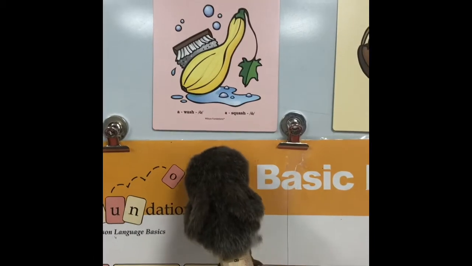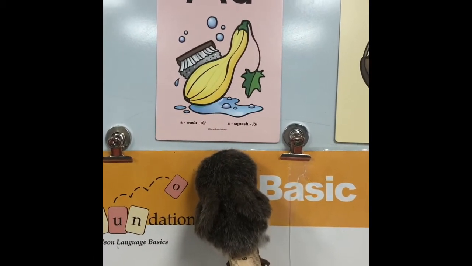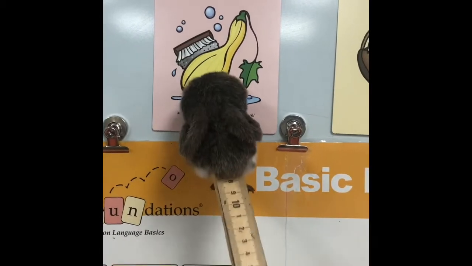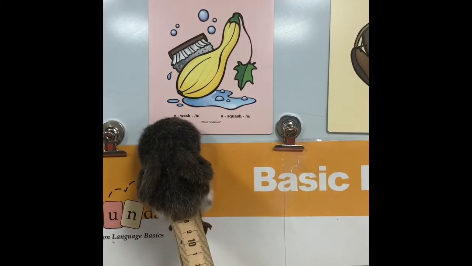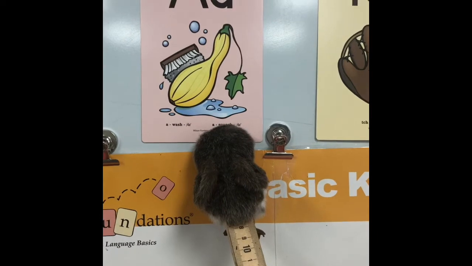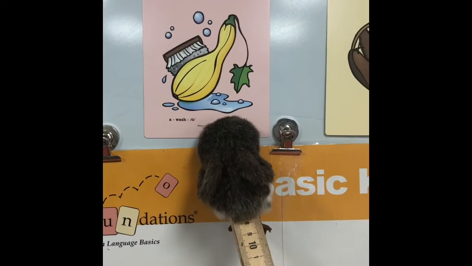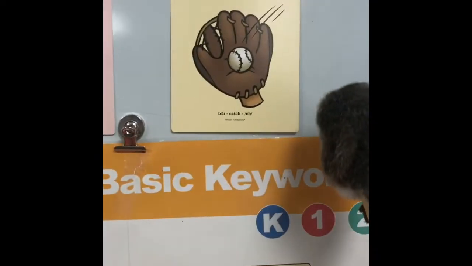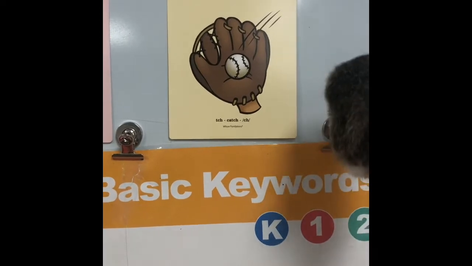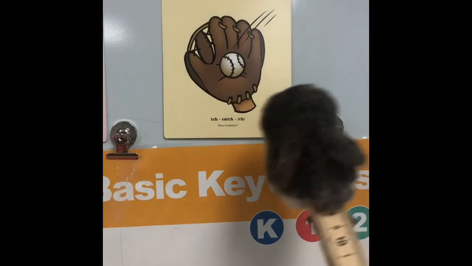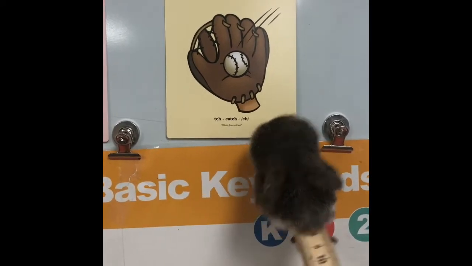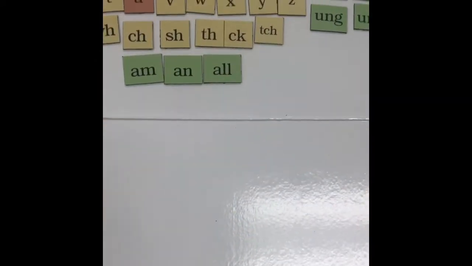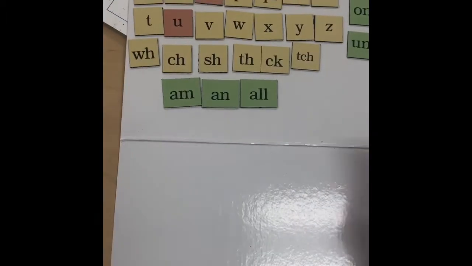Remember, sometimes A can have an ah sound, like wash or squash. So let's say both of these. A, wash, ah. And A, squash, ah. We also have TCH, which is our trigraph that comes after a short vowel. So we have TCH, catch, ch. Very good.